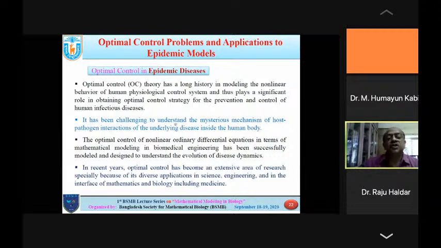So this is the challenging phenomenon for understanding the mysterious mechanism of the host-pathogen interaction inside the body. A very unique mysterious mechanism. But mathematically we can study the mechanism. We can use a mathematical model, and we can use the optimal control technique to understand the transmission and evolution of the disease inside the body. Accordingly we can take some measure or preventive strategy, and accordingly the pharmacist or some other policymaker can discover a vaccine or some drugs depending on the nature of the disease dynamics.